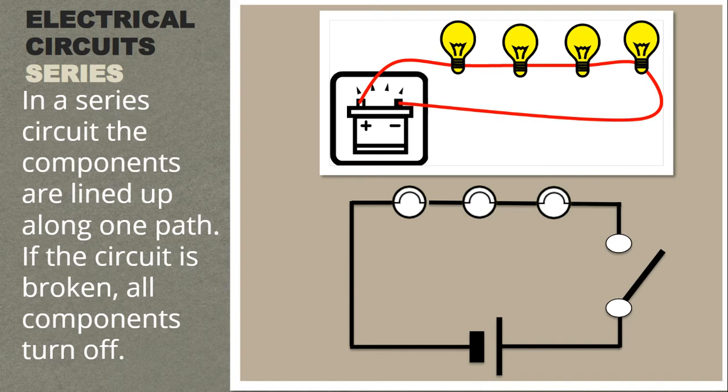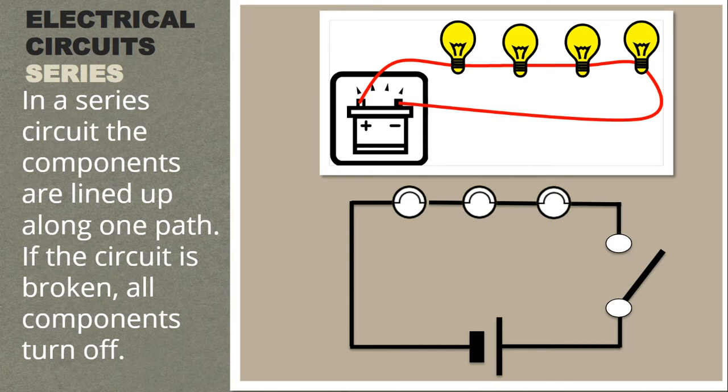You can think of series like a series of books like Harry Potter, right? In a series of books, one comes after the other. One book, two book, three book. In a series circuit, the light bulbs come one after another in the same row. One bulb, two bulb, three bulb, right? If one of these bulbs breaks, then all of the bulbs don't work anymore.